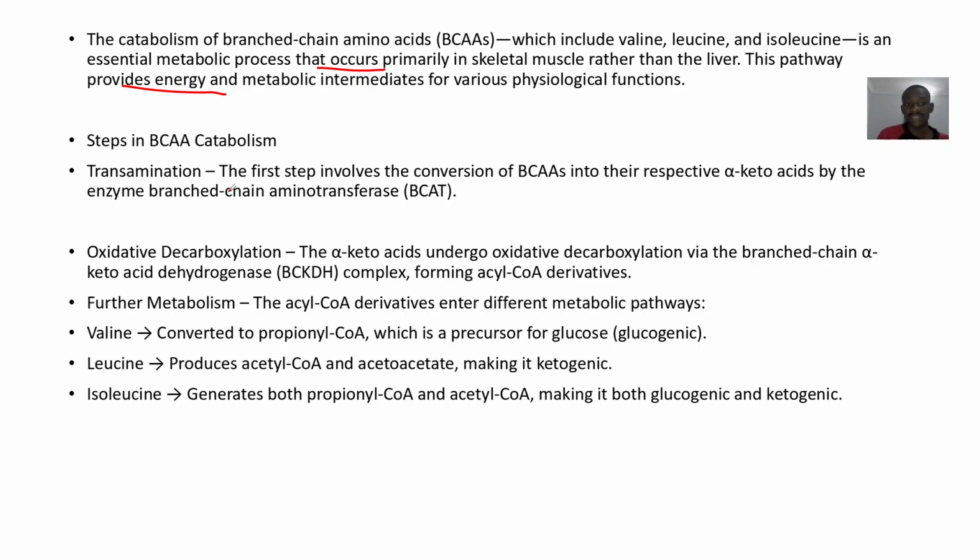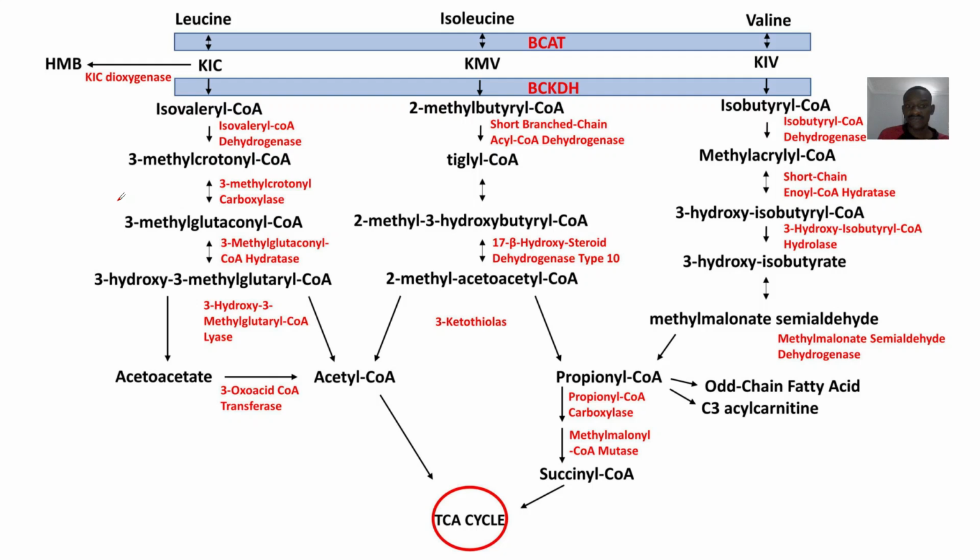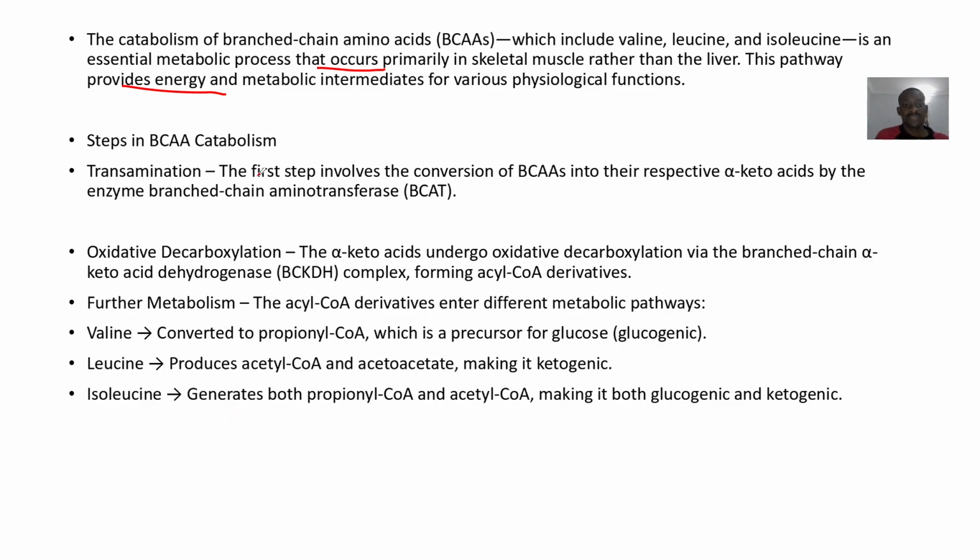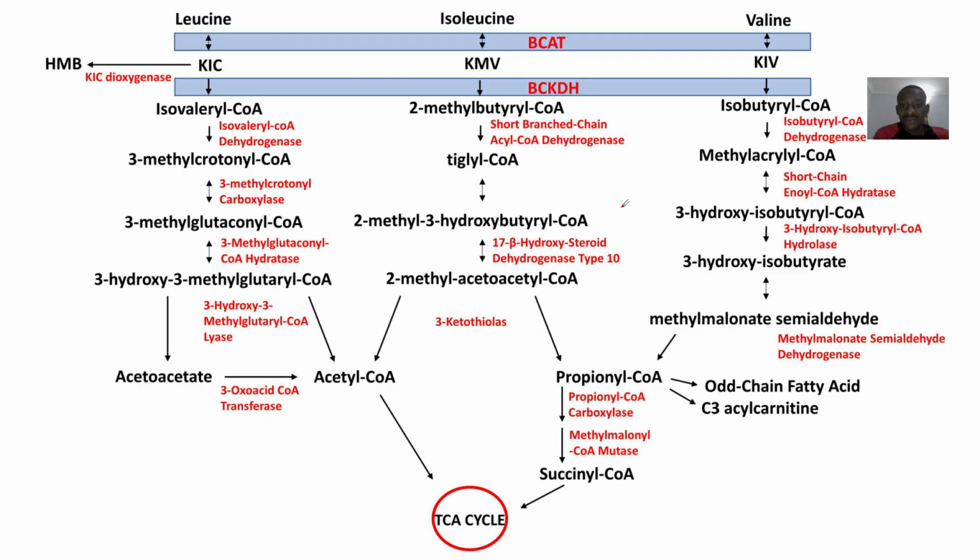So steps in this branching amino acid catabolism is, first one, we have transamination. So in transamination, it involves conversion of what? Branching amino acids into their respective alpha-keto acids. Okay? Respective alpha-keto acids. Okay? That's the first step.